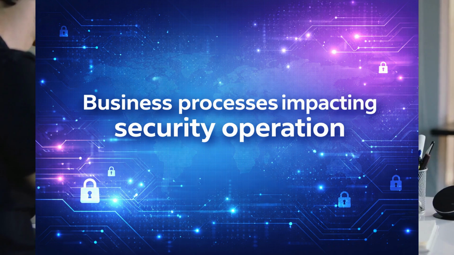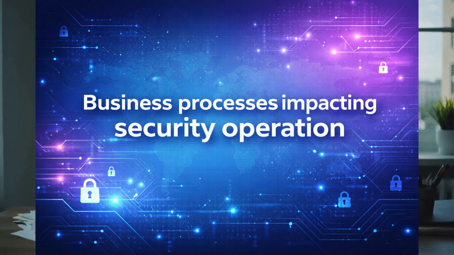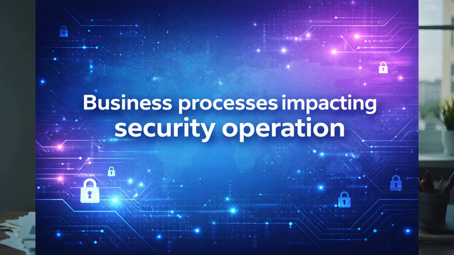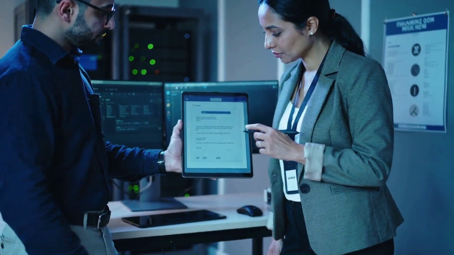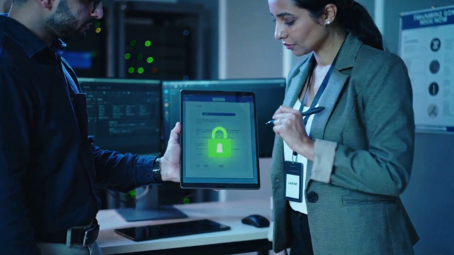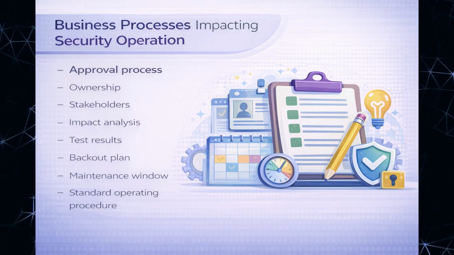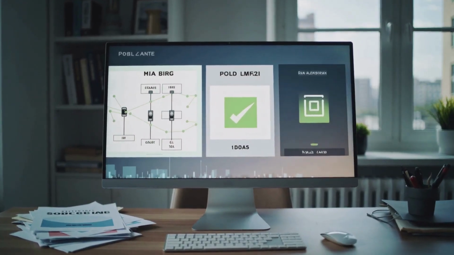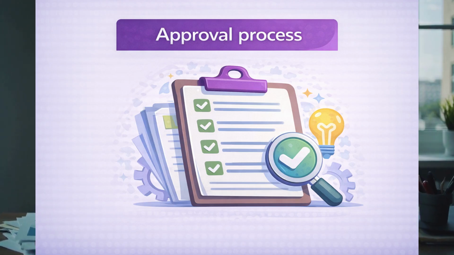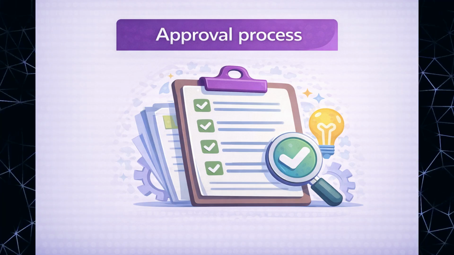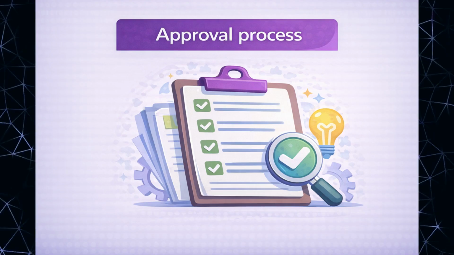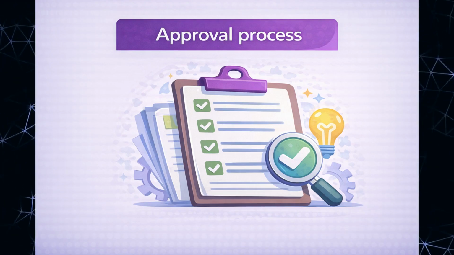Let's begin with business processes impacting security operation. This focuses on how organizational procedures and decision-making processes affect security when changes are made. First, we have the approval process. This ensures that every change is reviewed and authorized before implementation, helping prevent unauthorized or risky changes.